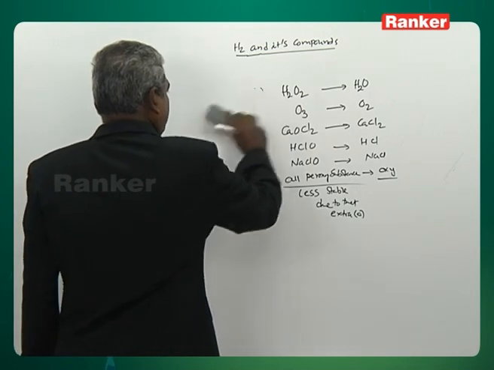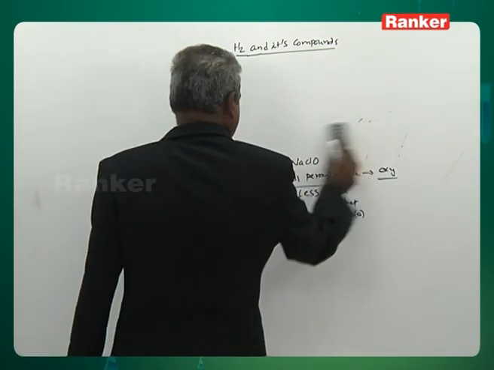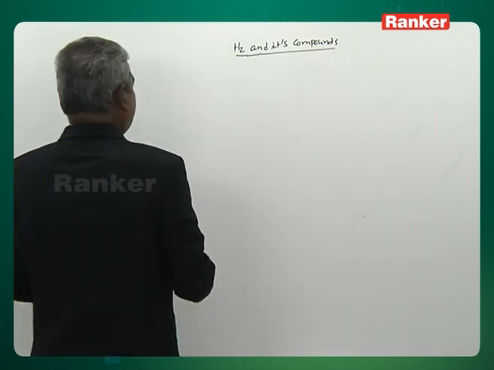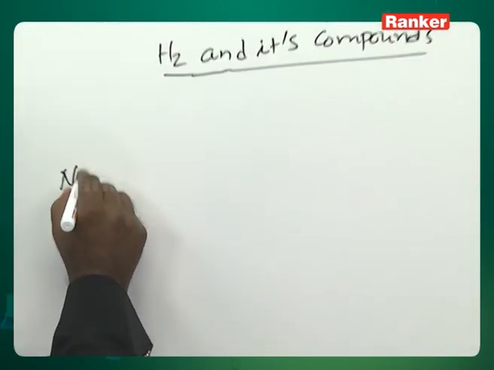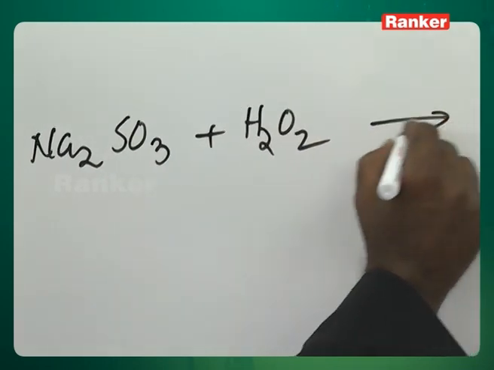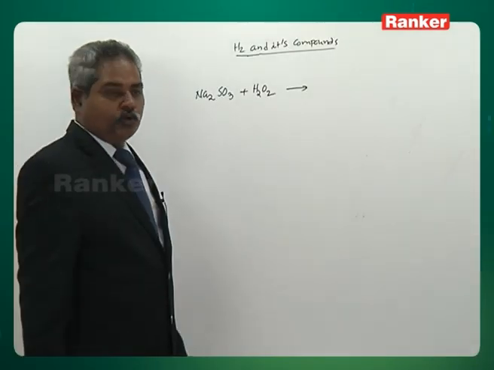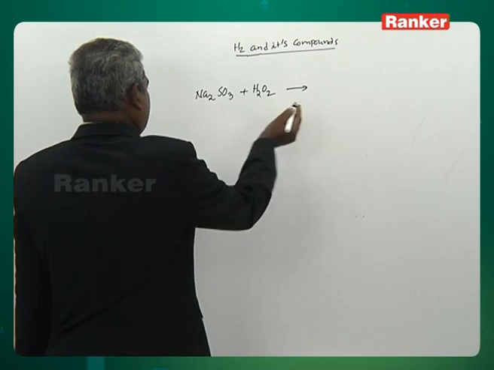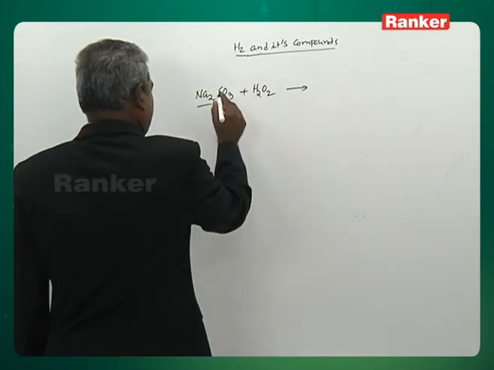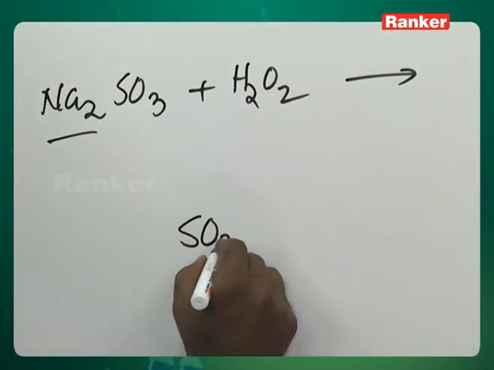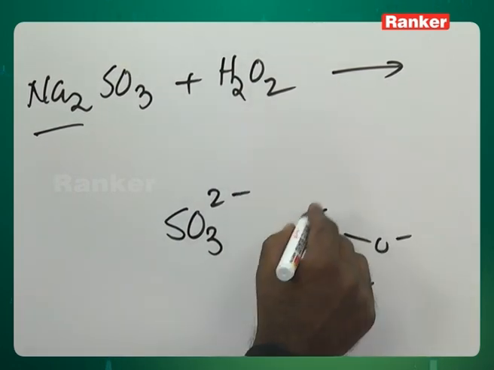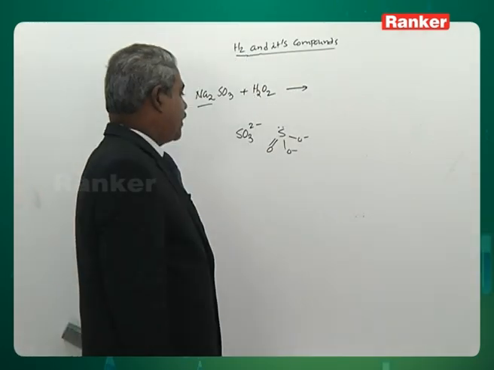Now it's very easy to predict the reactions. They are reducing agents, oxidizing agents, and many more. For example, Na2SO3 plus H2O2, what will happen? Na2SO3 is sodium sulfite. This Na plus is a spectator, forget about that. Only sulfite is reactive. Sulfite, SO3 2 minus, has S double bond O, O minus, O minus. It has a lone pair and it is pyramidal.